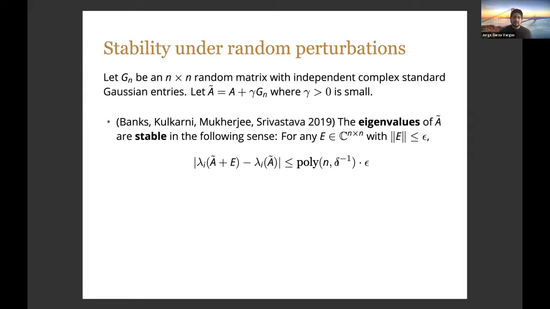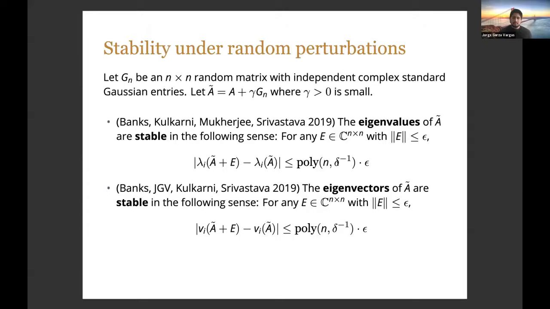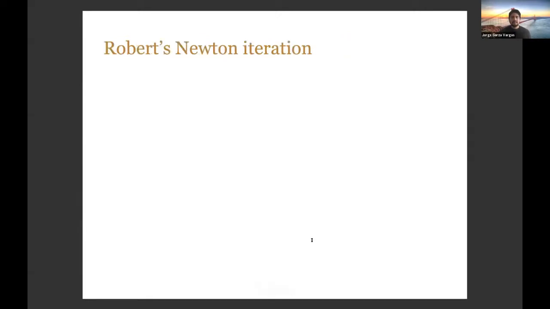And later in the paper that I'm presenting right now, we built on this result to show that the eigenvectors of A tilde are also stable in the same sense. And these two polynomials are quite tame. Okay, so that was the probabilistic contribution.